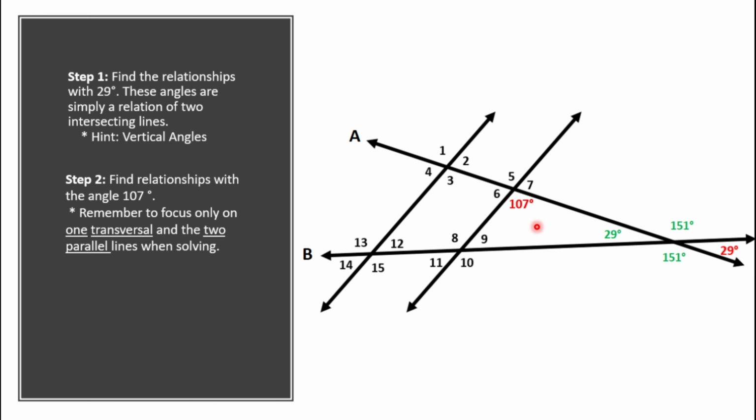So let's focus on 107 degrees. Again, just like we saw in the previous angles over here, we can see that 107 degrees makes a vertical angle pair with angle 5. So they both have the same exact measure because they're congruent angles, so we can replace angle 5 with 107 degrees. In addition, 6 and 7 also form a vertical angle pair. And just like we did before, we need to find what each one is worth.